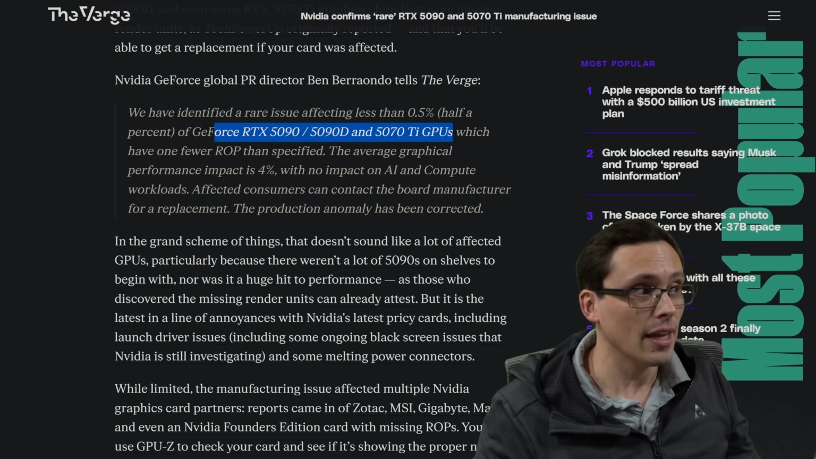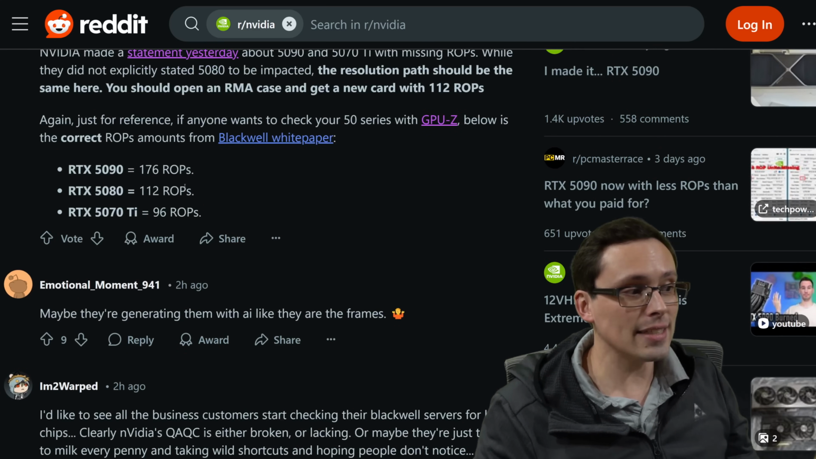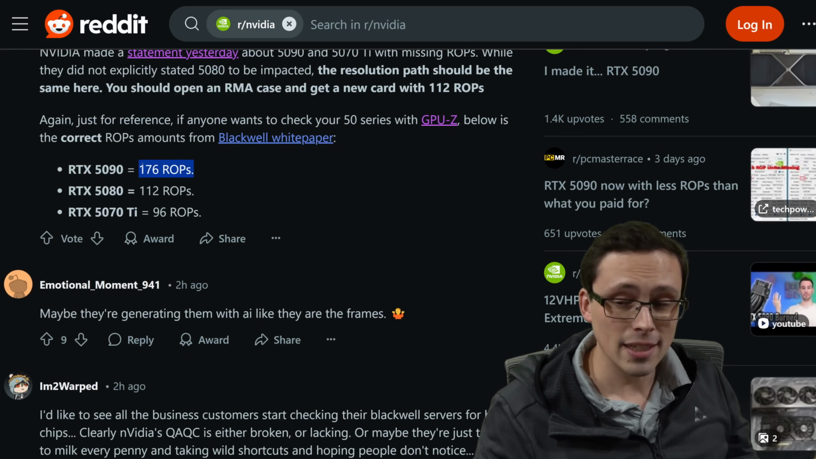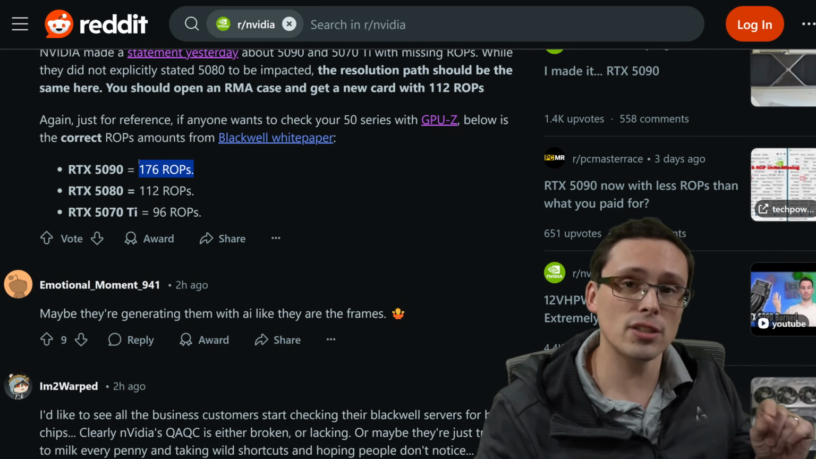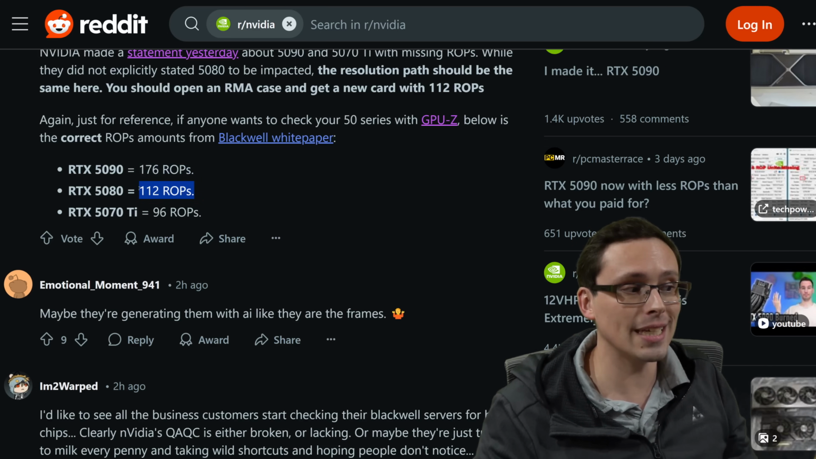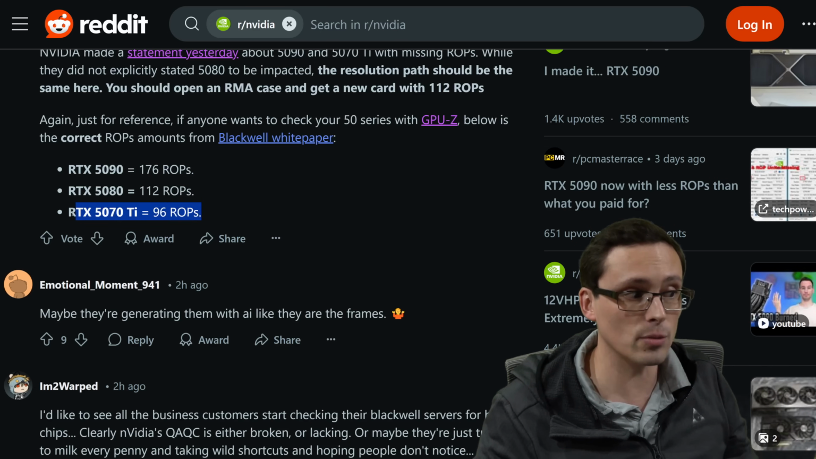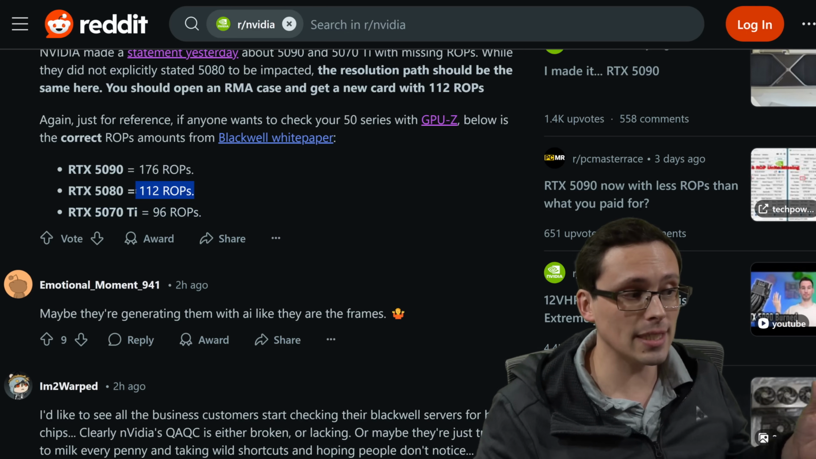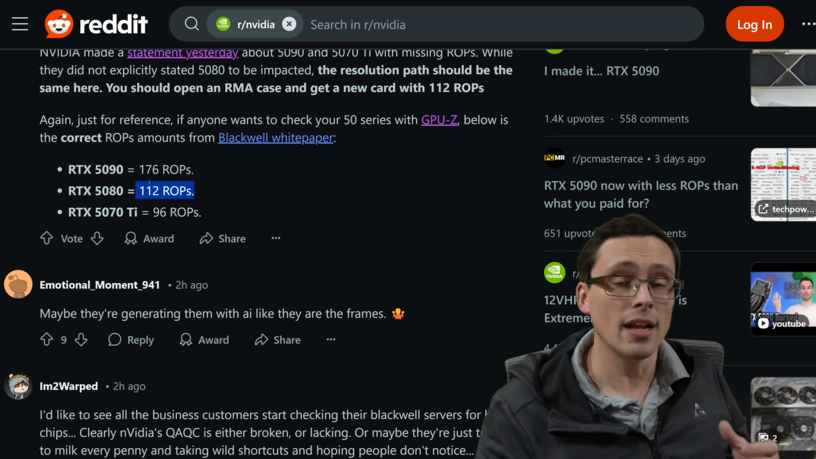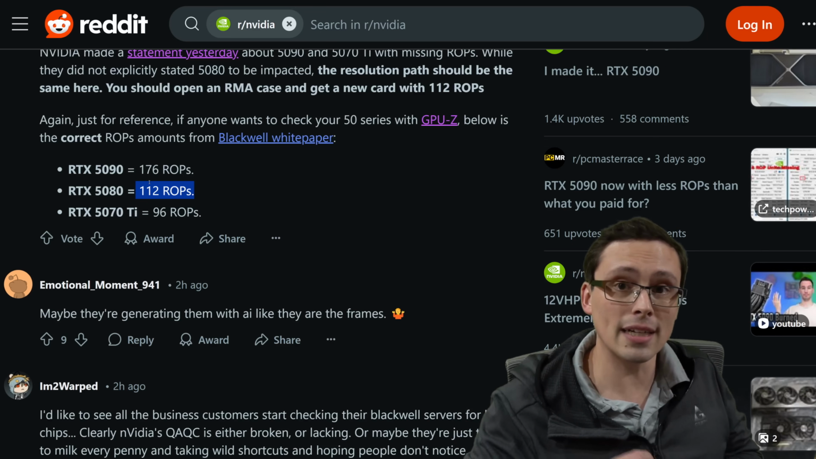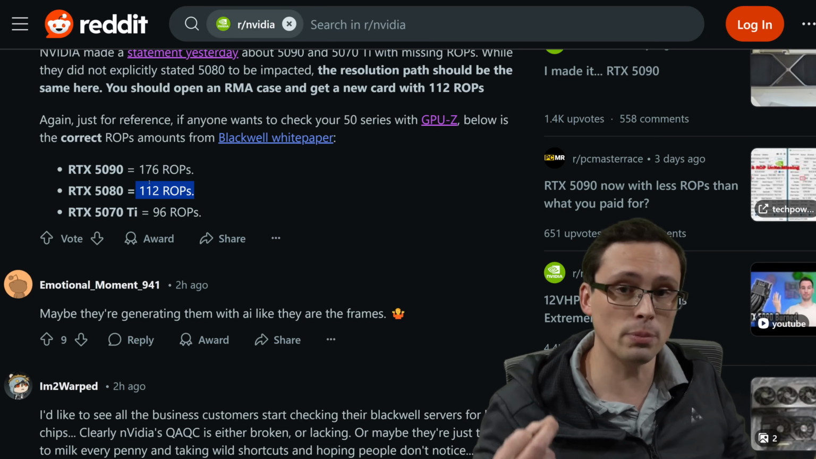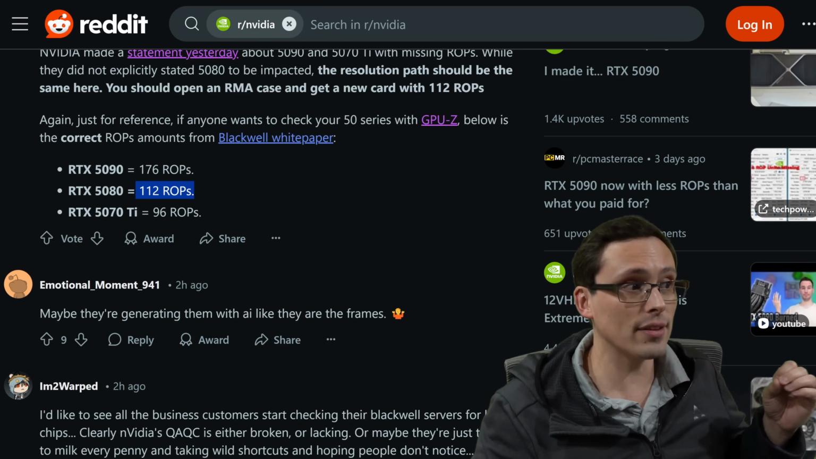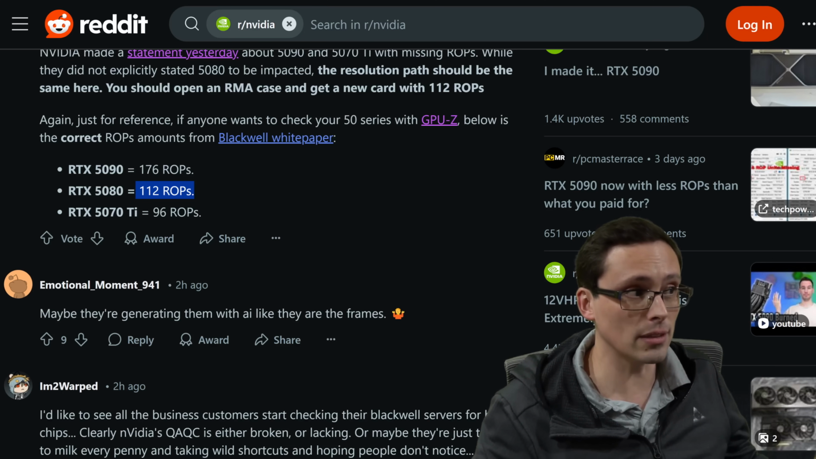And the thing is, if you are missing 8 out of 176 ROPs, that's a different percentage of your total ROPs than if you're missing 8 out of 96, which is the 5070 Ti situation. Again, the 5080 would be missing 8 out of 112. In other words, the less ROPs you have, when you subtract 8 of them, you have lost a larger percentage of the total, and the overall performance impact could be larger.